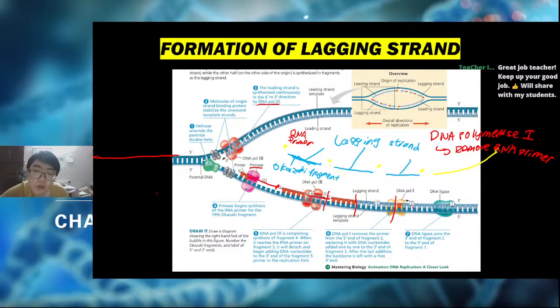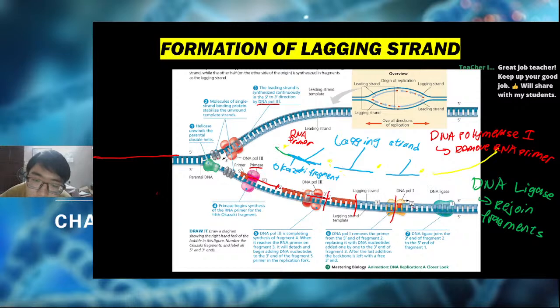So how to fill? There is another enzyme called DNA ligase. This will rejoin the fragments. It will rejoin all the Okazaki fragments, rejoining the lagging strand to become only one strand. So finally, one lagging strand is completed and formed.